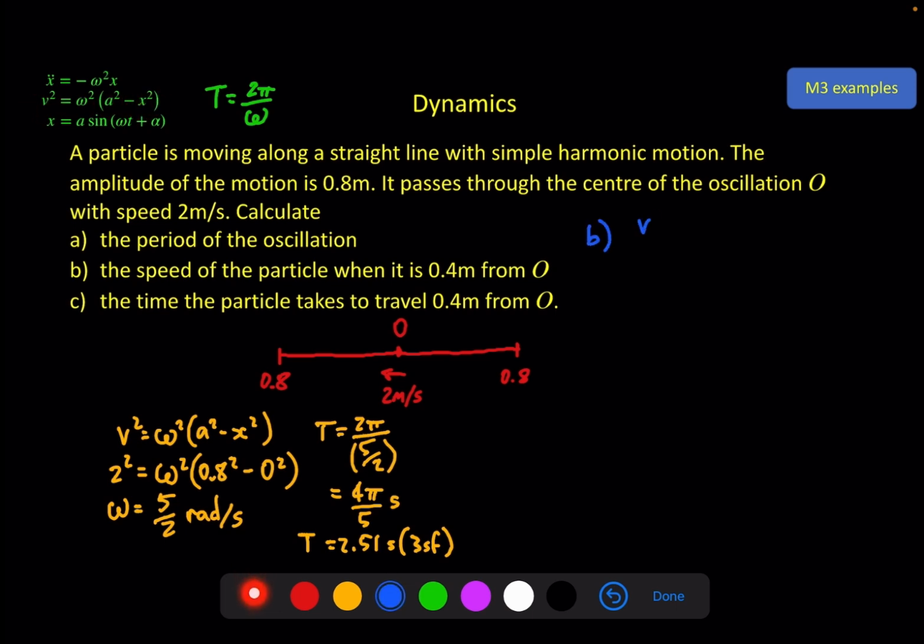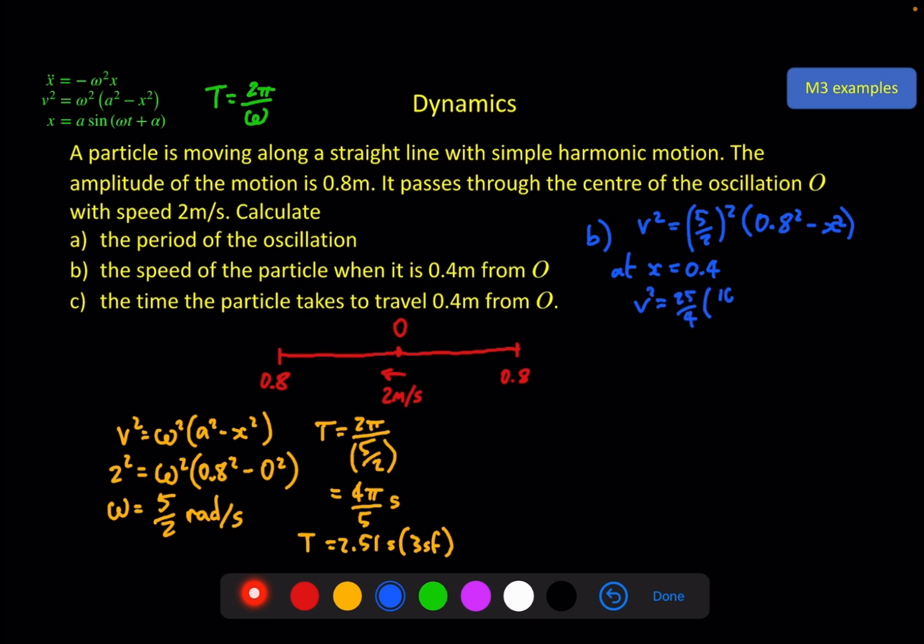So we've got V squared is equal to omega squared, which we now know is 5/2, A squared, which we already knew was 0.8, minus x squared. So we can put in x is equal to 0.4 meters from O. This is important. This is always going to be measured from O. So at x is equal to 0.4, we can find V.